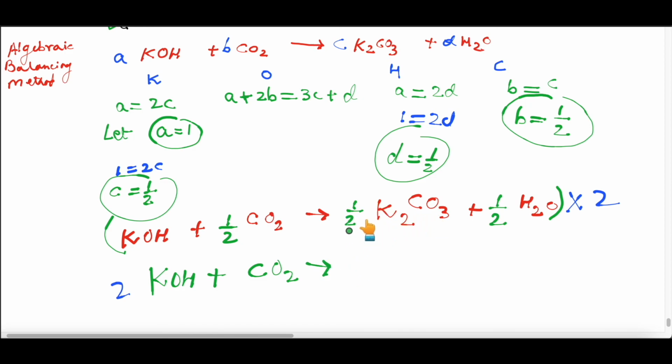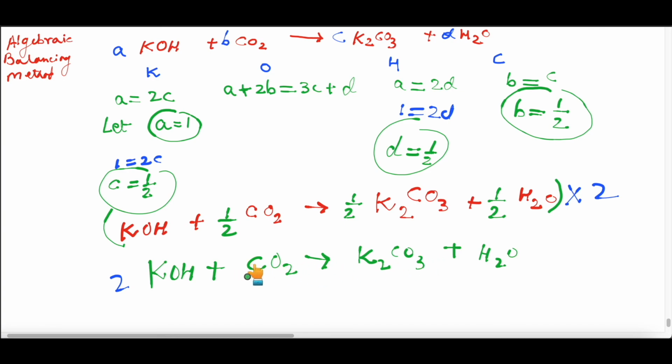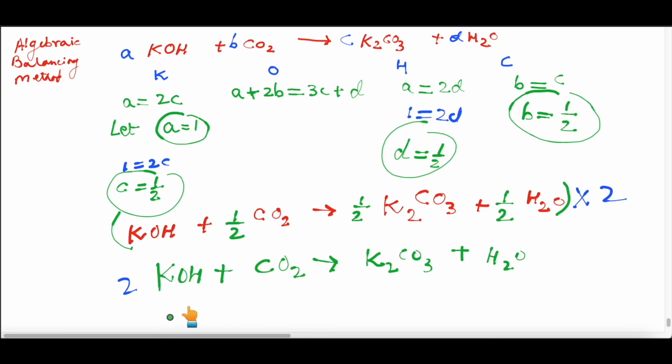Gives, for this half K2CO3 we need to remove this denominator in the fraction. So if we multiply it by 2, the denominator and the numerator gets cancelled and we are left with 1 K2CO3 plus, again here it is half H2O. So this 2 in the denominator and 2 on the numerator side will get cancelled. So we will have 1 H2O. So now this is the balanced chemical equation and this is the same as the one that we have got with the hit and trial method.